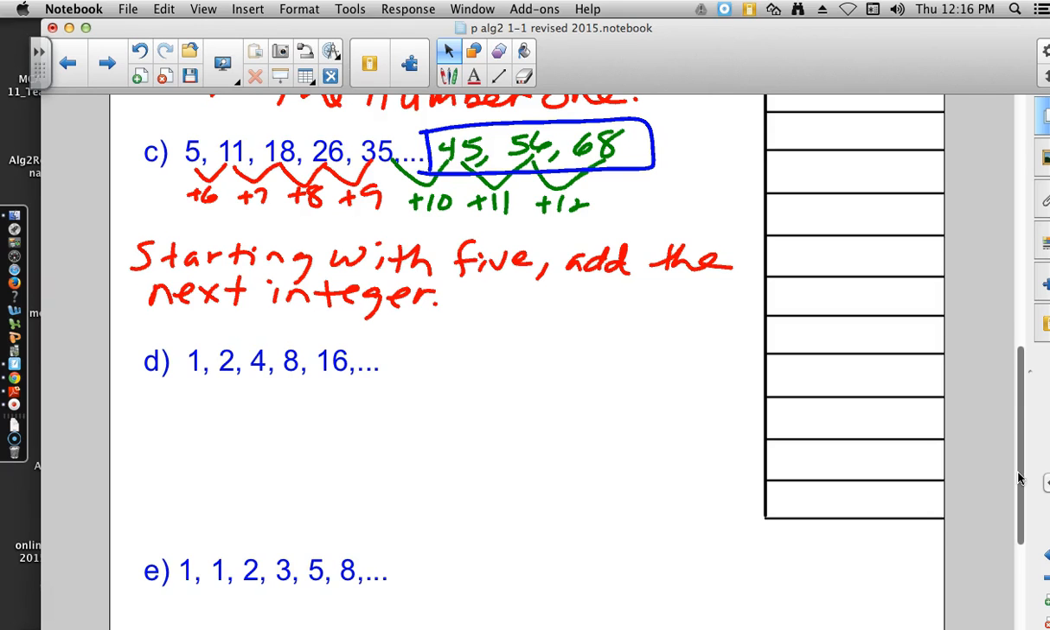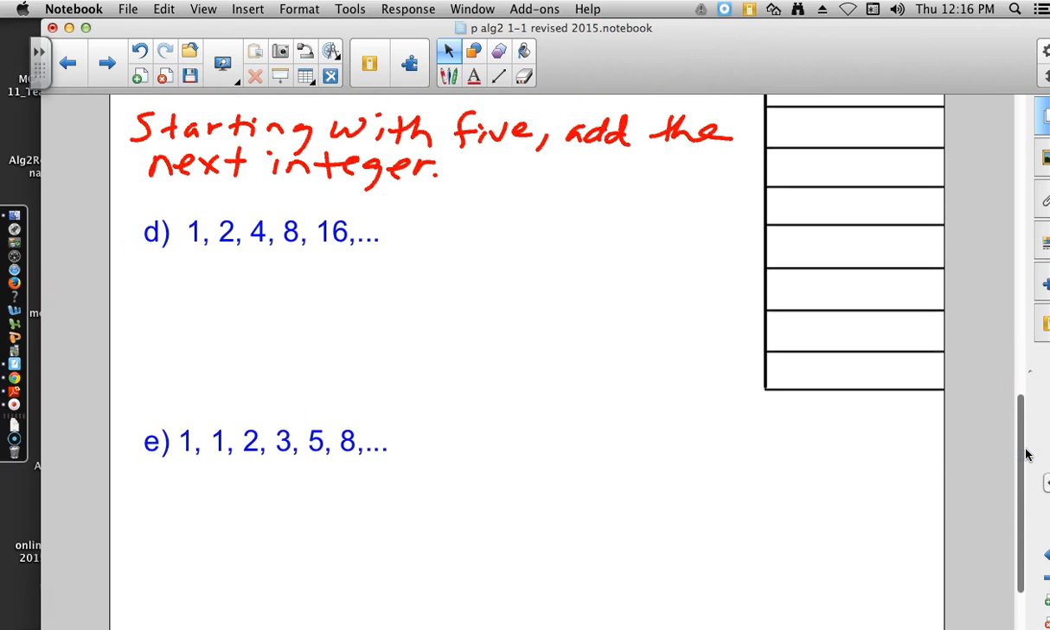All right, let's go through this again with D. Go ahead and pause the video and see what you get. With this one, because it's going up again, first you'd try addition and you'd say, well, 1 plus 1 is 2, but 2 plus 1 is not 4, so it's not going to be addition. And you look at the multiplication and you say, wait a minute, 1 times 2 is 2. 2 times 2 is 4. 4 times 2 is 8. 8 times 2 is 16.